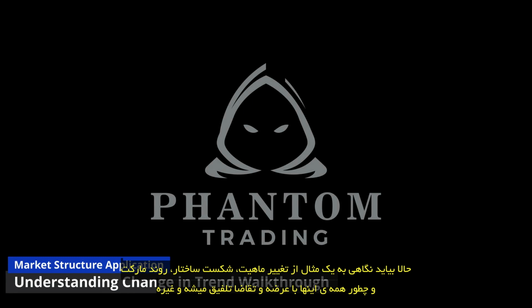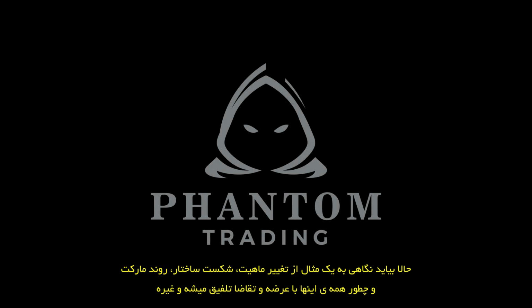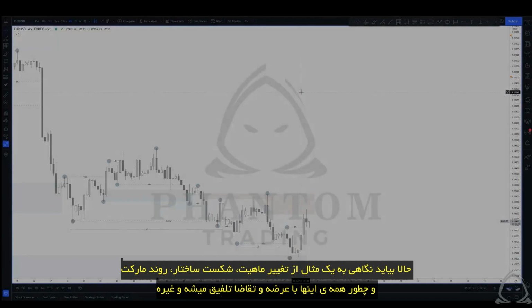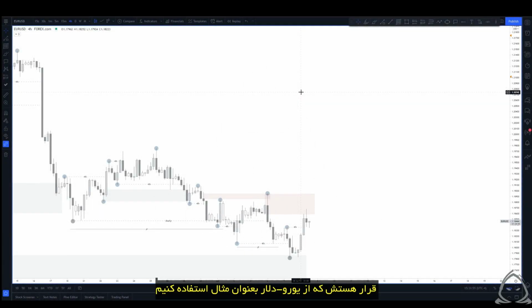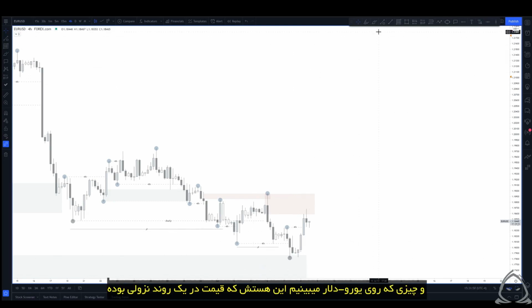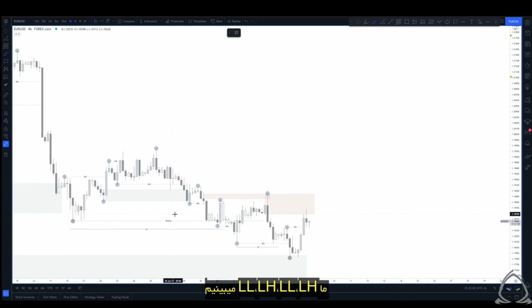Let's take a look at an example of changes of character, breaks of structure, trending markets, and how it all applies to supply and demand and everything in between. We're going to use Euro US dollar as an example, and what we can see here is price was in a downtrend. We're seeing lower lows, lower highs, lower lows, and lower highs.